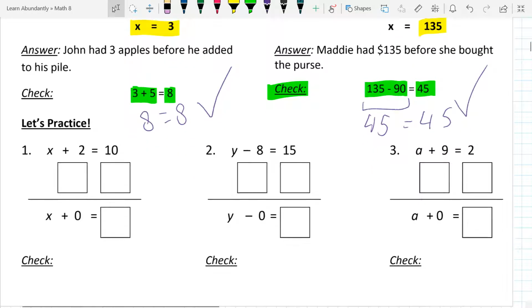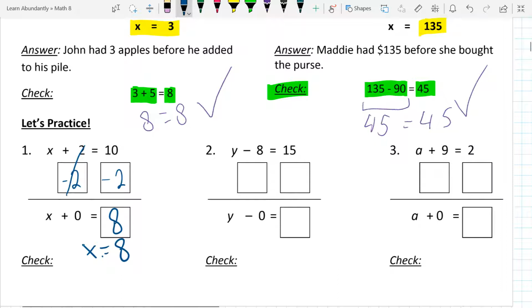Let's practice. Here's a few one-step equations. The first one, it says X plus 2 equals 10. So the inverse of adding 2 is going to be subtracting 2. Whenever we subtract in an equation, we have to do that to both sides. And the 2's are going to cancel out to give me X plus 0. And 10 minus 2 is 8. So I ended up with X plus 0 is 8, or X equals 8.